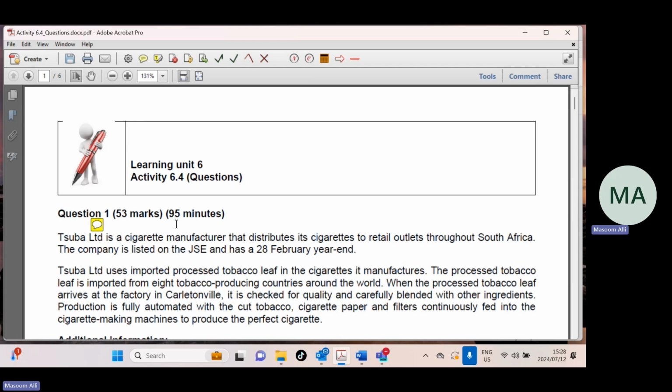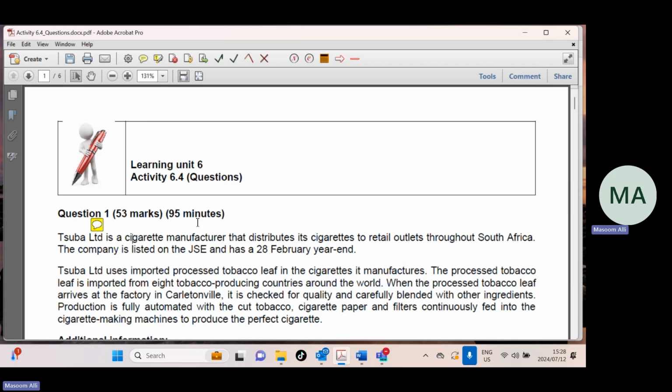So anytime you see something that says Limited, in your mind, you should expect that there would be information about shares, dividends, that type of thing. And that's not information that is just there for show. It's information that you guys are expected to be using. So anyway, Tsuba Limited is a cigarette manufacturer. A manufacturer is also important because we know that it's in the manufacturing industry.